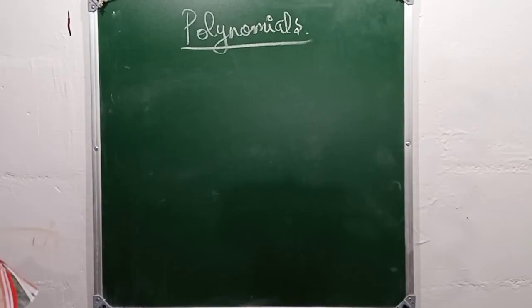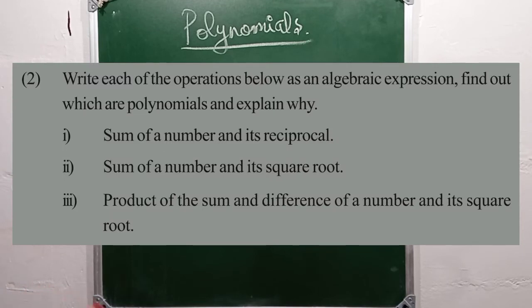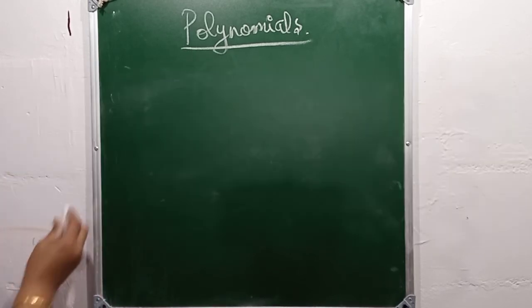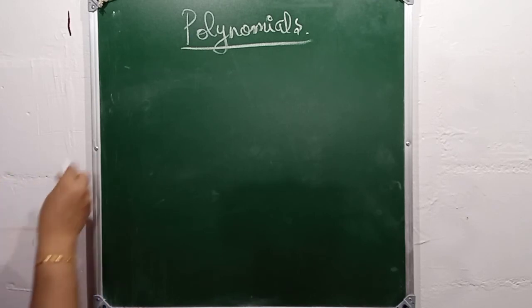Now we are going to move to the second question. Write each of the operations below as an algebraic expression. Find out which are polynomial and explain why. First question is the sum of a number and its reciprocal.